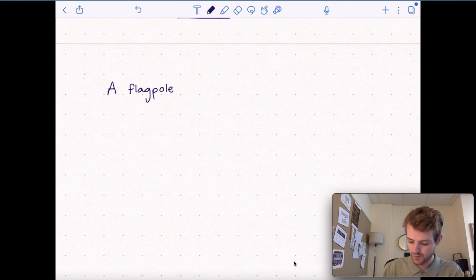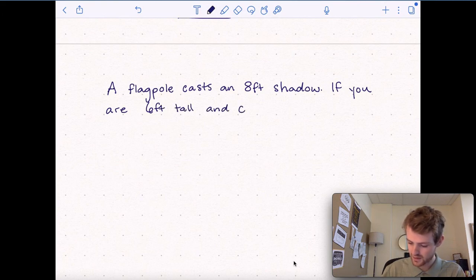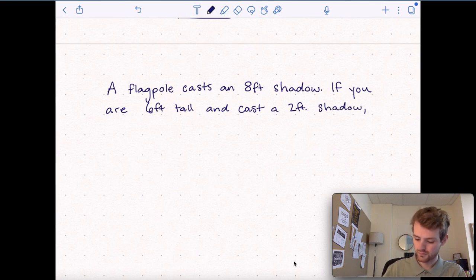A flagpole casts an 8-foot shadow. If you are 6 feet tall and cast a 2-foot shadow, how tall is the flagpole?